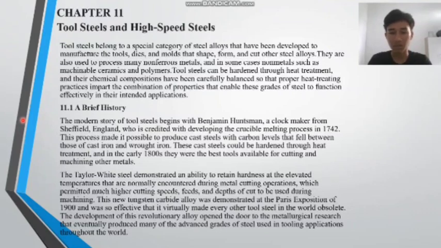This new tungsten carbide alloy was demonstrated at the Paris Exposition of 1900 and was so effective that it virtually made every other tool steel in the world obsolete. The development of this revolutionary alloy opened the door to the metallurgical research that eventually produced many of the advanced grades of steel used in tooling applications throughout the world. Next.